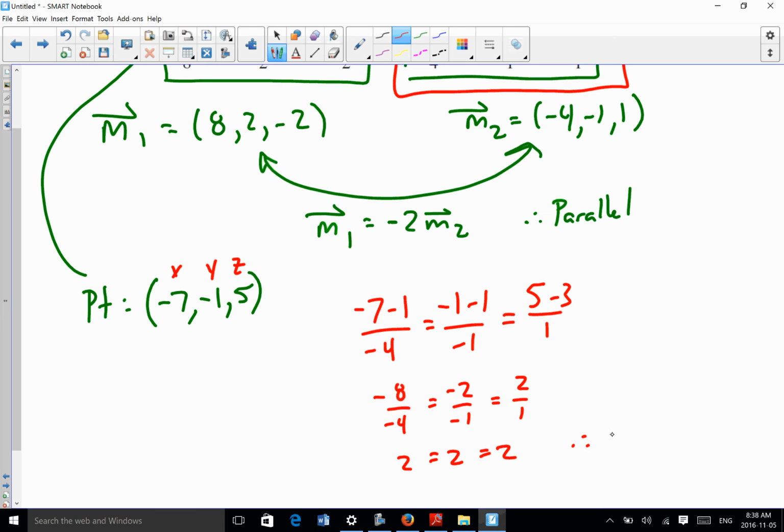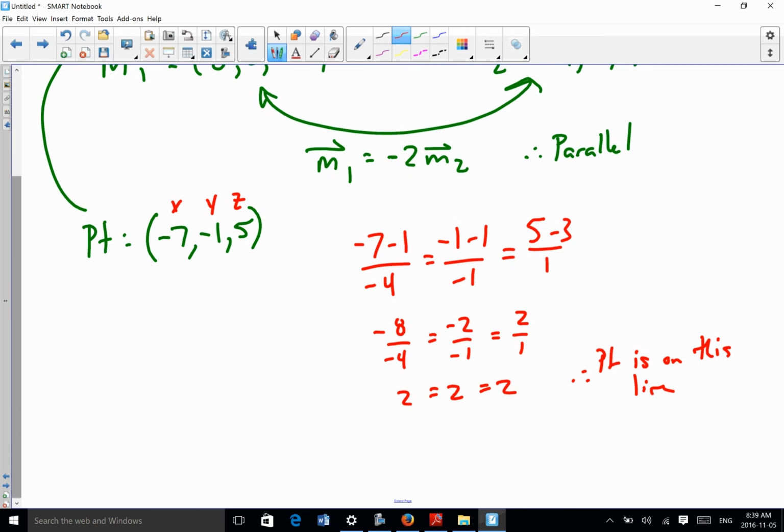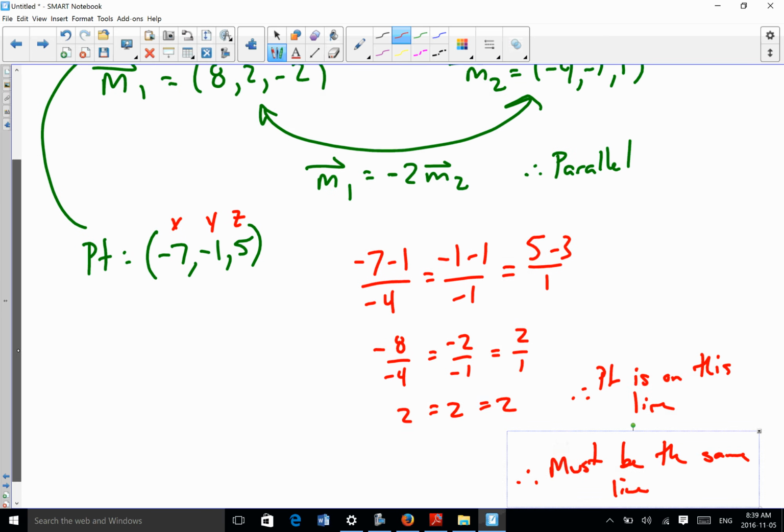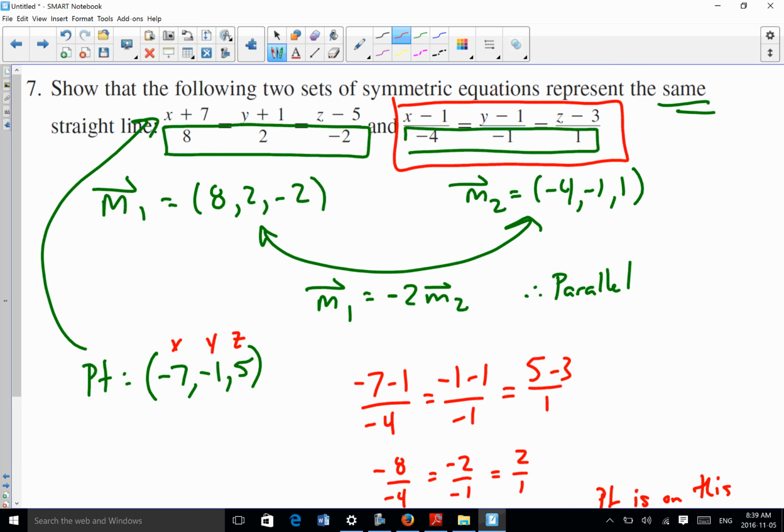This point is on this line. So because the point is on the line, and I know they're absolutely parallel, these two lines must be the same. Okay. And I could have gone the other way too if I wanted to use the point from this equation and the other line. It will work exactly the same.